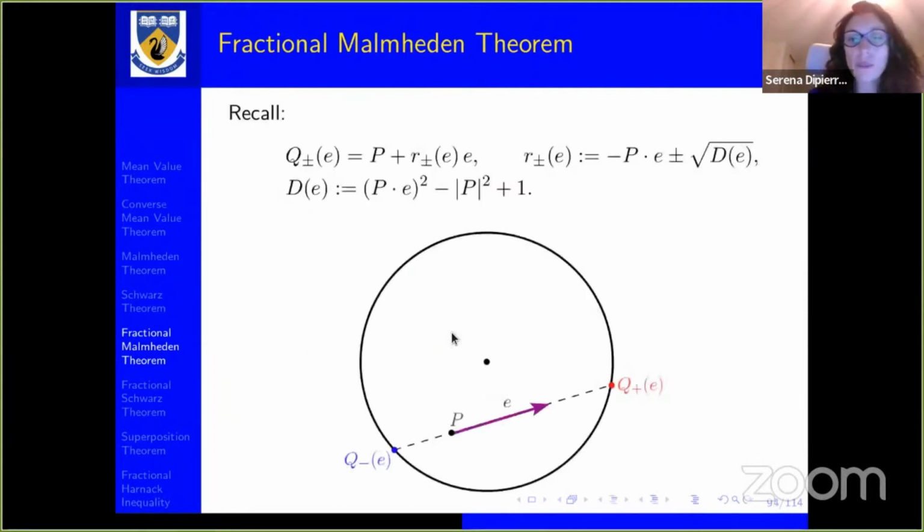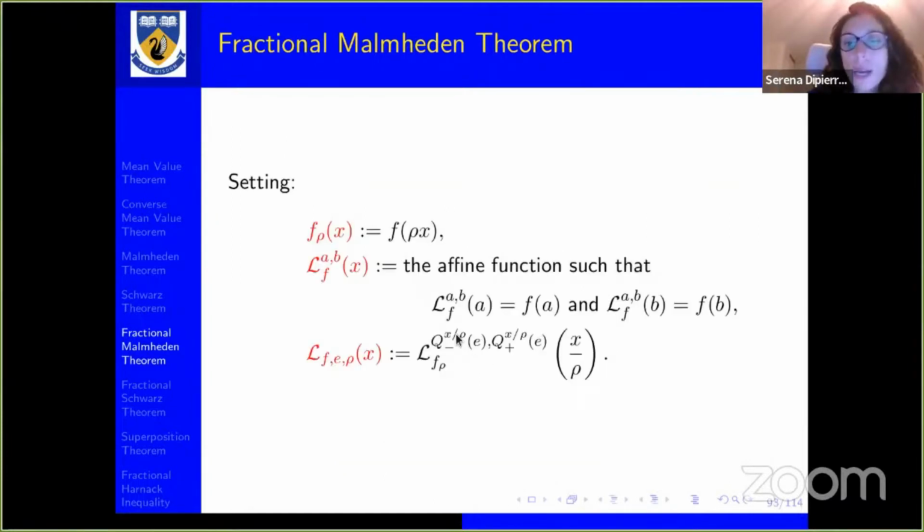Okay, so the idea is that if I have a point that is outside the ball, I want to rescale it to make it inside the ball. So I will divide it by rho. Rho will be bigger than 1, so that then I can play this game. So that's why you have a rescaling here, because you have to take x outside and bring it in the ball and then play this game.